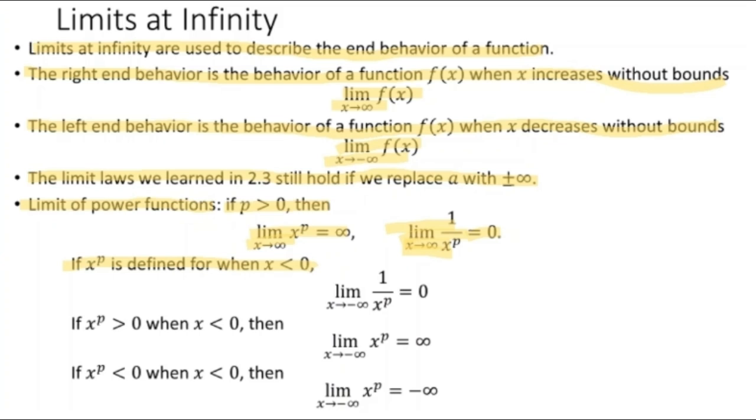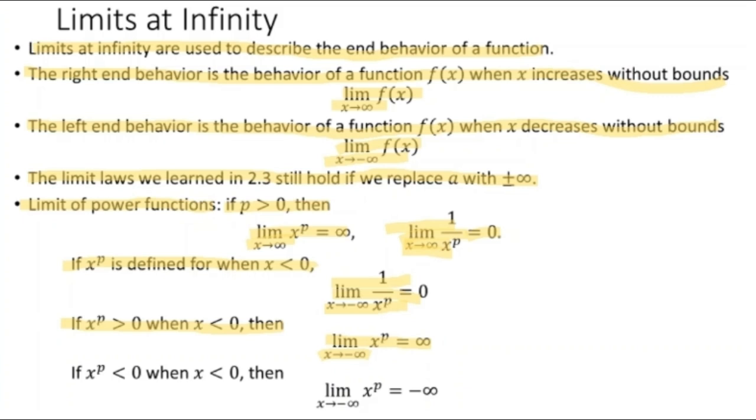So the limit as x approaches negative infinity of the square root of x or 1 over the square root of x wouldn't make sense. But if we can raise negative numbers to the p power, we're going to have the following results. First, the limit as x approaches negative infinity of 1 over x to the p will equal 0. This is the same reason as why the limit as x approaches infinity of 1 over x to the p equals 0. If x to the p is positive when x is negative, then the limit as x approaches negative infinity of x to the p will be infinity.